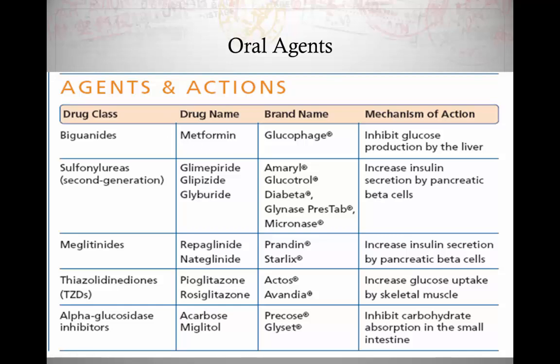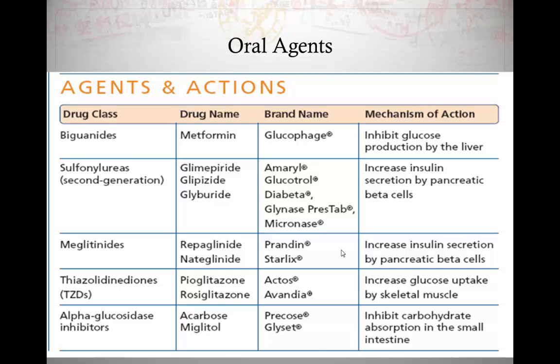Okay, the sulfonylureas, those are the most widely prescribed. They stimulate the pancreas to release more insulin. Then you have the meglitinides, which are also called alpha glucosidase inhibitors. They basically bind to disaccharides more readily than sucrose to absorb glucose at the level of the gut, and they also increase insulin secretion. Those are nateglinide and repaglinide.